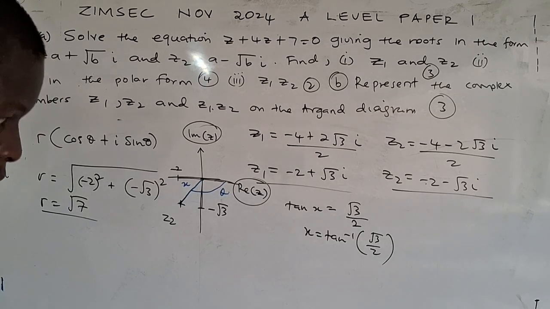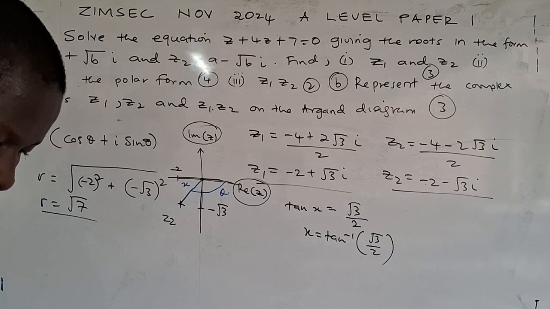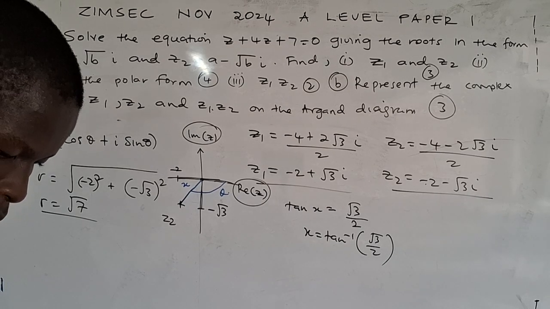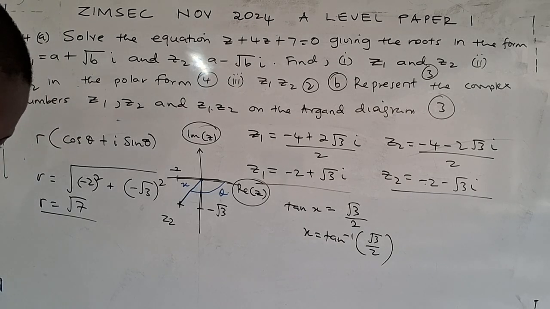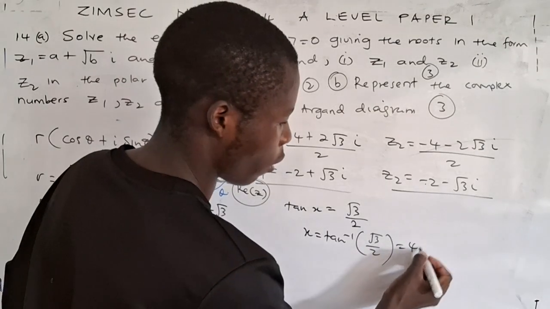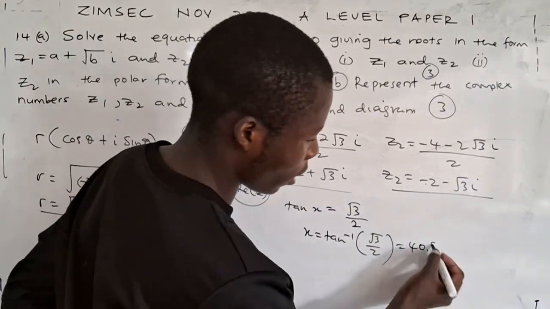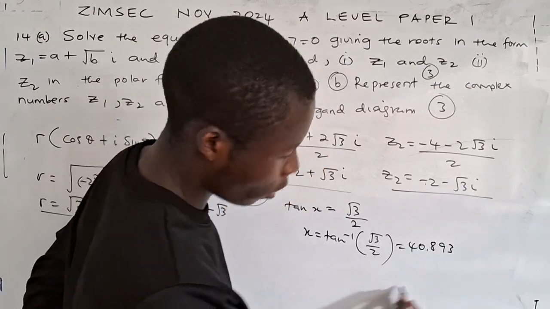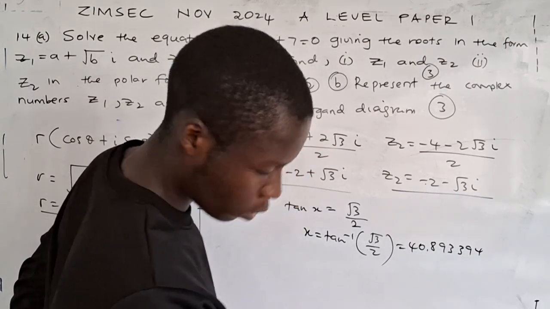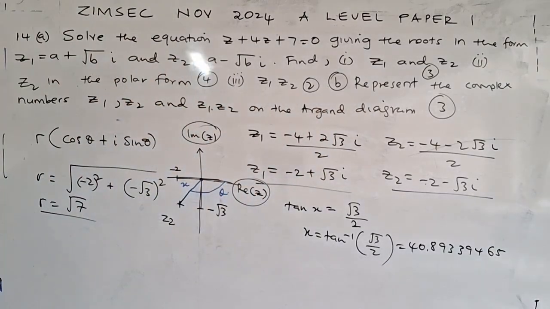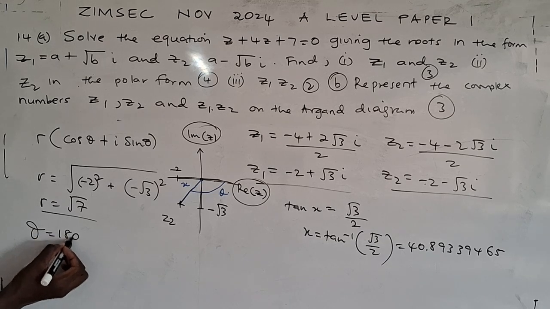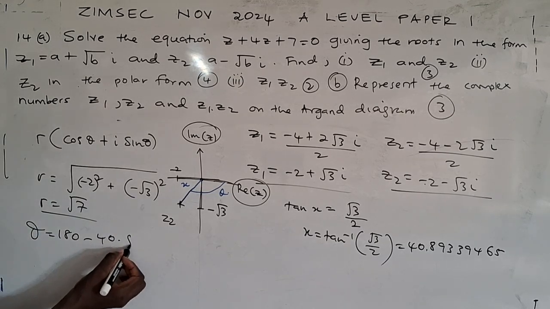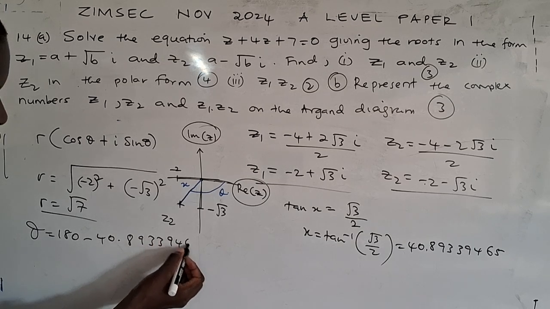Inverse tan of root 3 over 2. What is the answer? It's 40.8939465. This is x. Now I want to find theta. How are we going to find theta? So theta is equal to 180 minus 40.8933965.